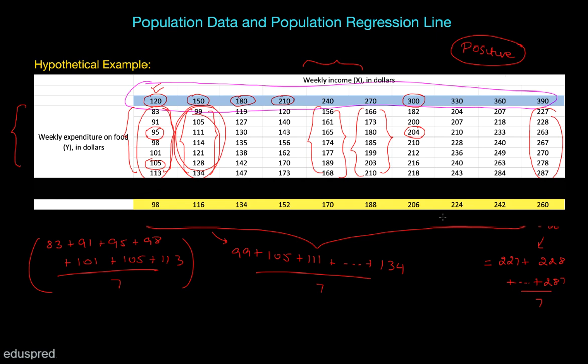And as you can see over here, as your income is increasing, your average weekly expenditure on food is also increasing. When your income goes up from 120 to 150, your average weekly expenditure on food goes up from 98 to 116. When weekly income goes up from 150 to 180, your average weekly expenditure on food goes up from 116 to 134. So it's very clear from this table now that when weekly income increases, on an average, the weekly expenditure on food is also going to increase.